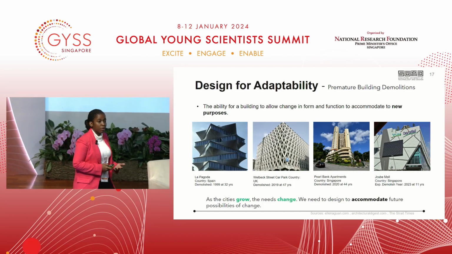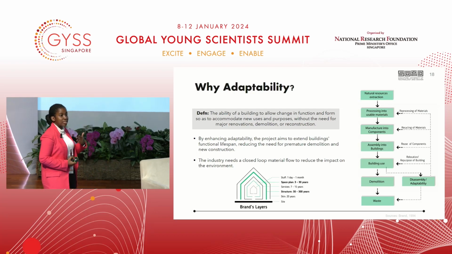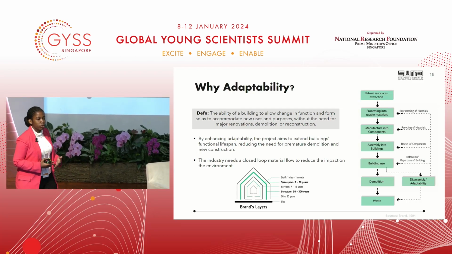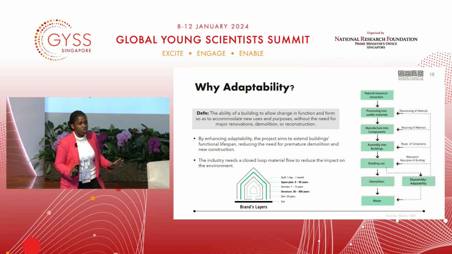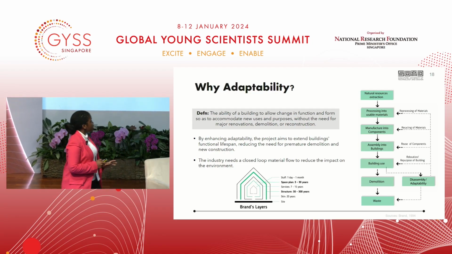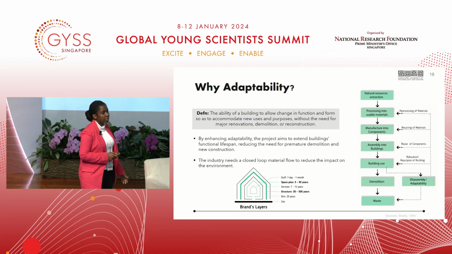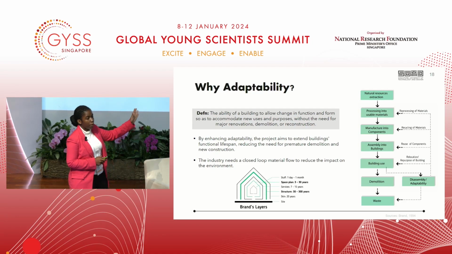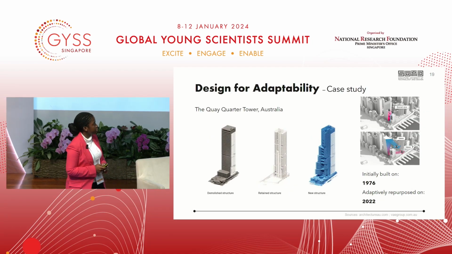So design for adaptability is a process to allow us to accommodate these changes in the future. We are trying to reuse the whole building, to repurpose the entire building without the need of major renovations or major reconstructions. So design for adaptability breaks the linear flow of materials in construction and instead allows us to reuse, repurpose, or relocate materials and create a circular flow of materials.